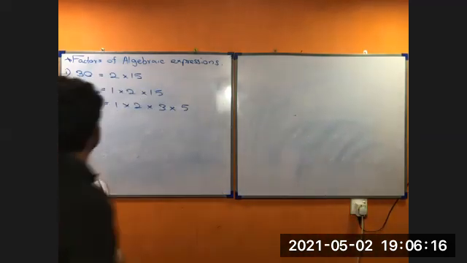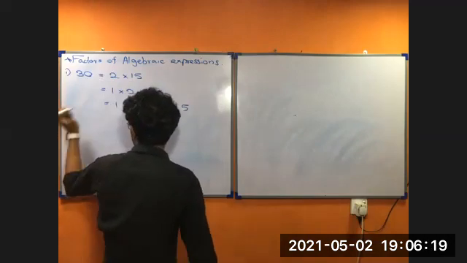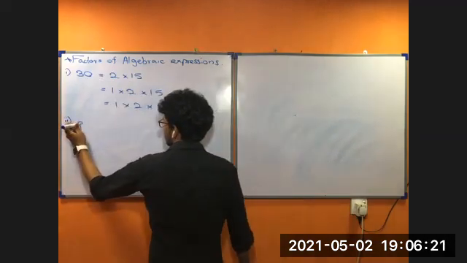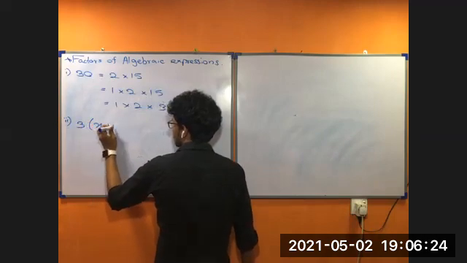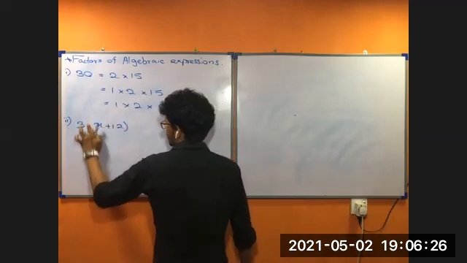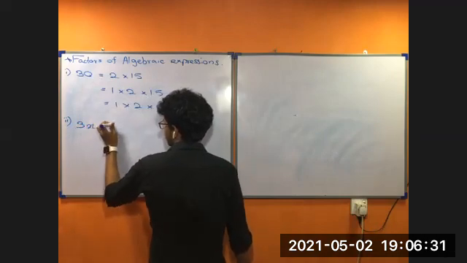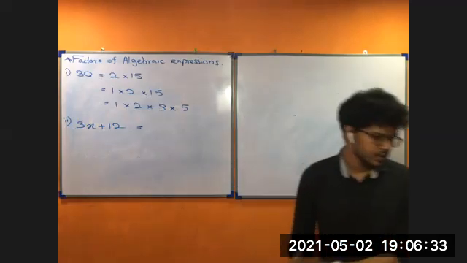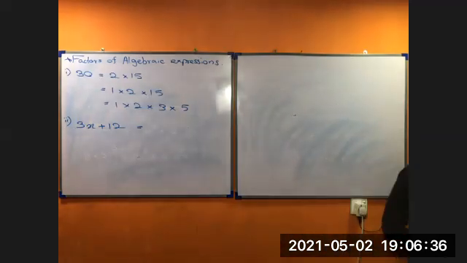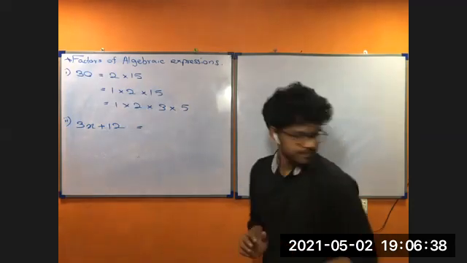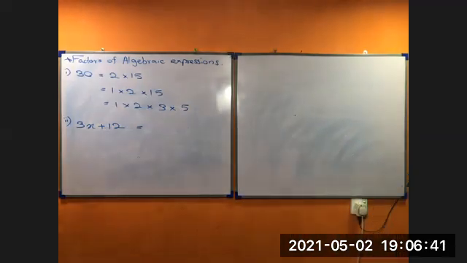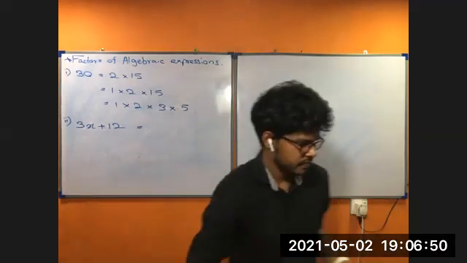So let's write for binomials, right? So let's think of something like 3x plus 12. 3x plus 12. Can you factorize it? You can tell me the answers, or you can send them on the chat. What will be the answer? 3x plus 12. You need to break it into factors. Easy one.